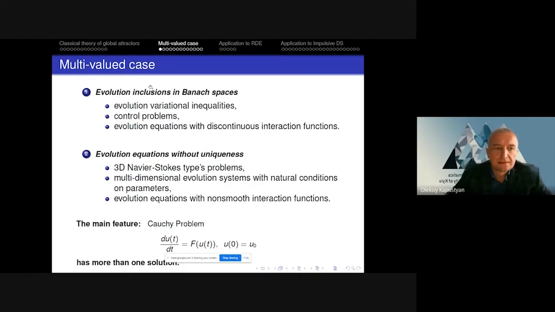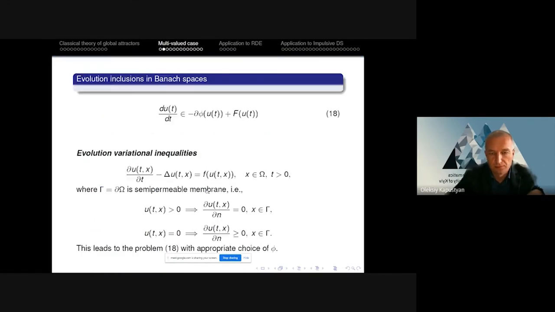Maybe we can divide this amount of problems into two big classes. The first class is evolution inclusions. So here is an evolution object with multivalued right-hand part, like evolution variational inequalities, like control problems, like evolution equations, but with discontinuous nonlinear functions. And the second class is evolution equations for which uniqueness is not known or fails, like three-dimensional Navier-Stokes systems or multidimensional evolution systems or evolution equations with non-smooth interaction functions. So let's briefly discuss all these cases.